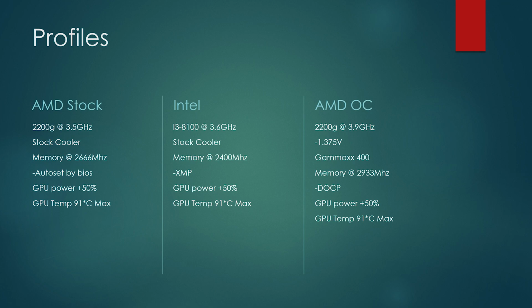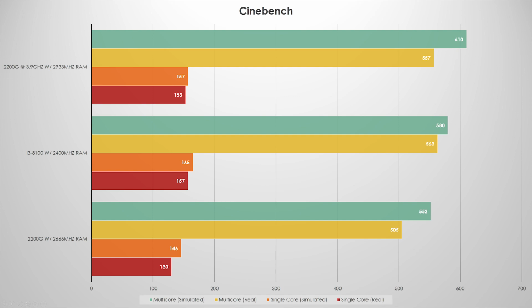Now, let's go ahead and dive into some benchmarks. If you see the word simulated, that means everything was disabled and turned off, one monitor, and the only thing running was the program and Hardware Monitor.